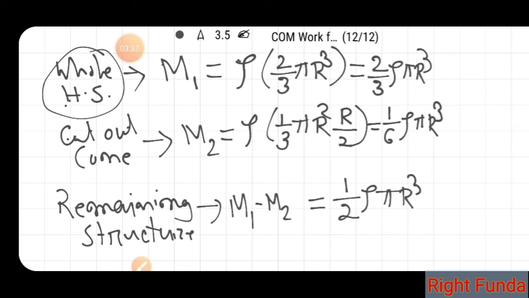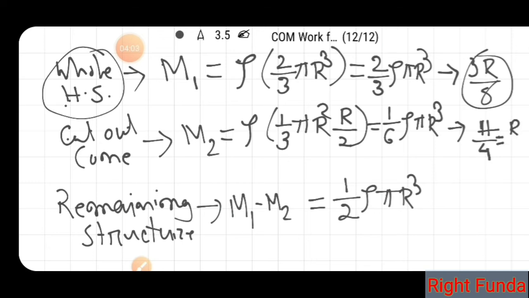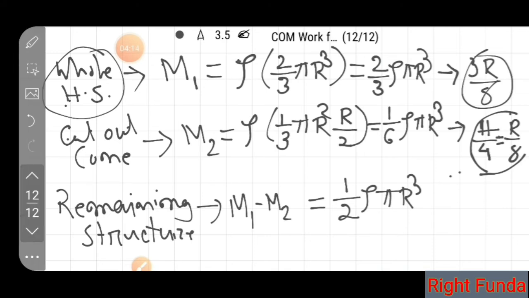Now we know the hemisphere's center of mass is 3r by 8 from its base, and for the cone the center of mass lies at h by 4 from the base. For the solid cone, h by 4, h is equal to r by 2, so this becomes how much? r by 8 from the base. So these two things we know, r by 8 from the base and 3r by 8 from this. Now we'll go and apply in the formula.